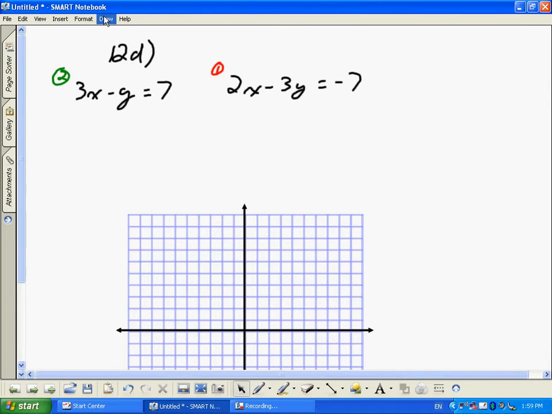Doesn't matter which one we number with. We need to put these, when we go to graph, remember I told you, in slope y-intercept form. So that means I need to rearrange it so it's similar to this: y equals mx plus b. So what that means is I need to isolate both equations for just y. They eventually need to be equal to just y.